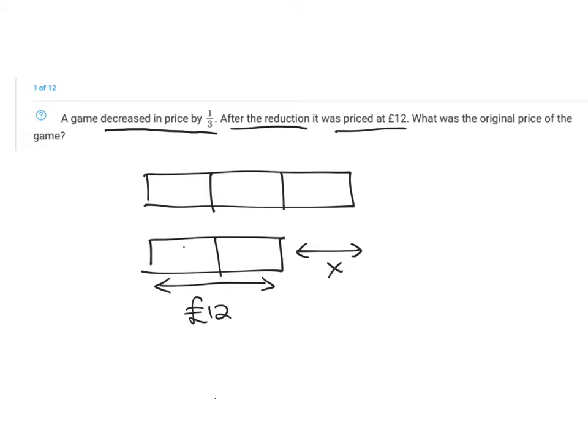That means each of these thirds must be worth 6. So the original price, all 3/3, would have been £18. So you've got to think about the fact the original one will have been the 3/3.